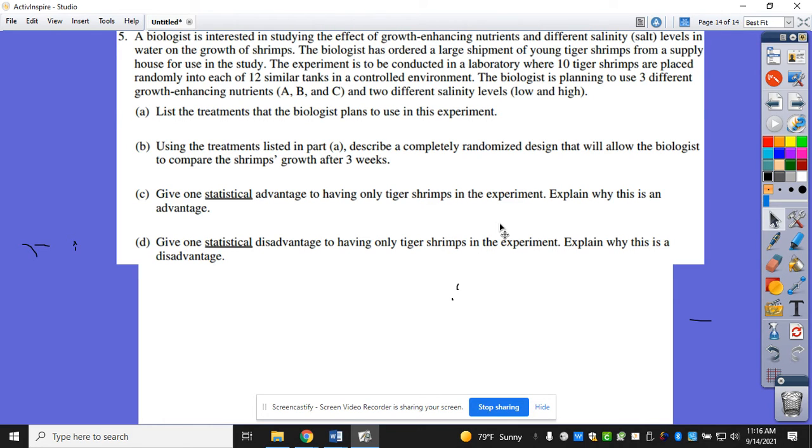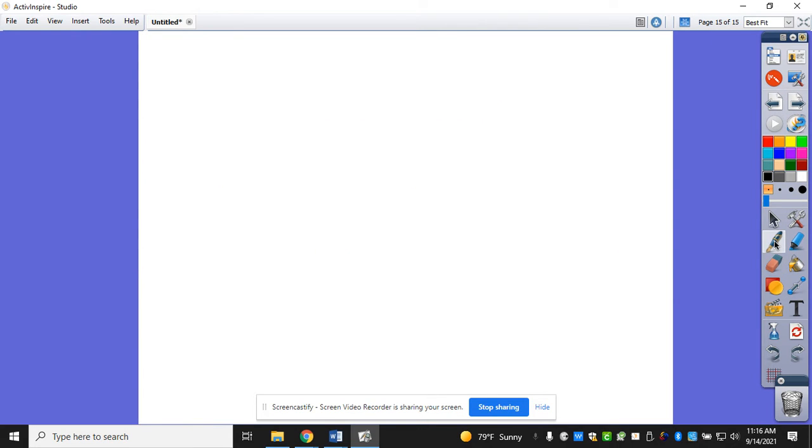I know Krista wrote it like this. Krista, how did you write your treatments out? I put like the chart name, put like the treatment number. And your first one was? Treatment number. What'd you do here? Nutrients. And then the salinity level.